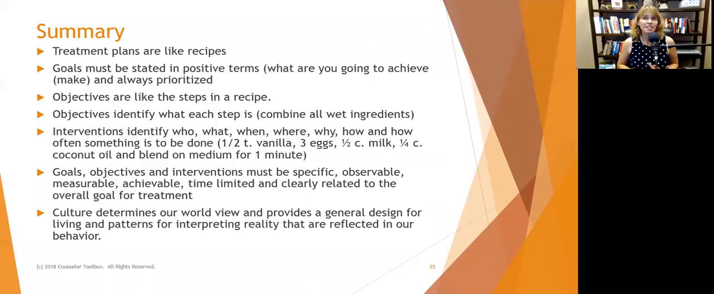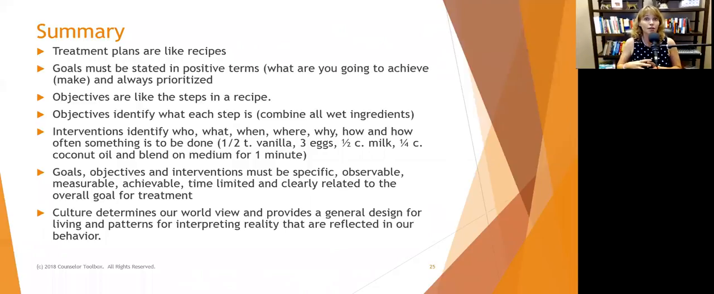Goals, objectives, and interventions must all be specific, observable, measurable, achievable, and time-limited, and clearly related to the overall goal for treatment. So we don't want to just throw in stuff because it sounds like a good intervention. We want to make sure that we're connecting the dots, or that the client can connect the dots about why this is important.